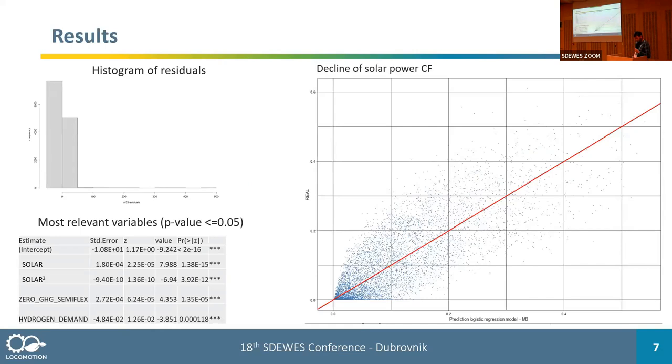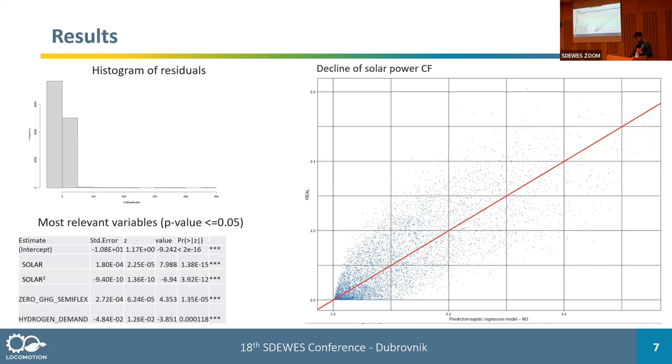Regarding the results of the regression analysis, I plot here on the right, where each point gives the coordinates between the prediction of the depletion value for solar power plants with the regression models, the logistic regression models, and on the y-axis, the real value delivered by EnergyPLAN. We can see a linear relationship: the points in the cloud are close to and follow the straight red line, which means perfect prediction. And also on the left, we can see that all the residuals in this histogram are close to zero. So the regression is well balanced.